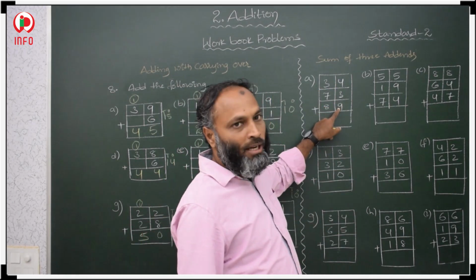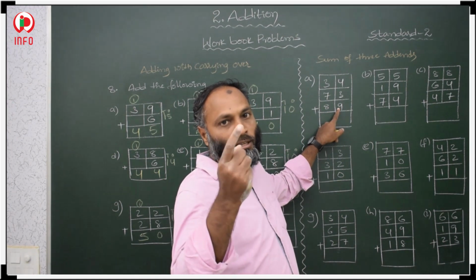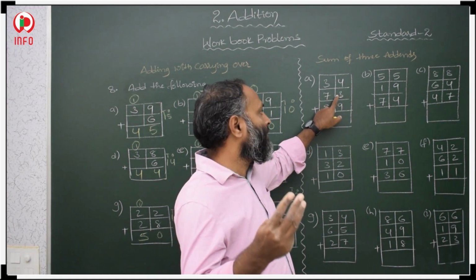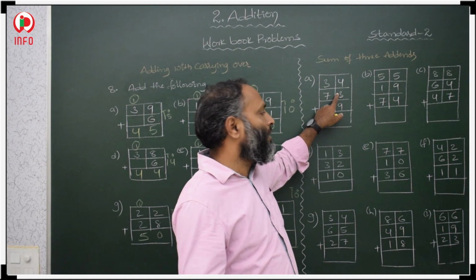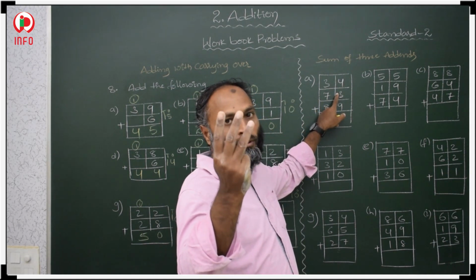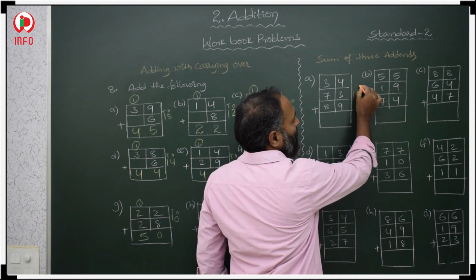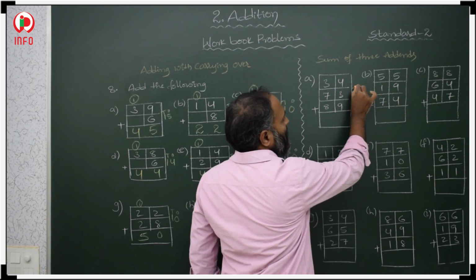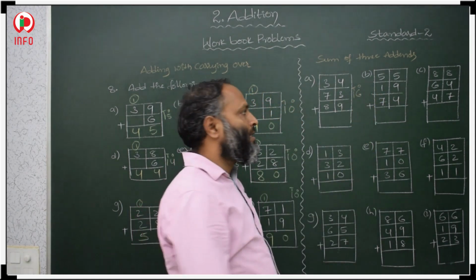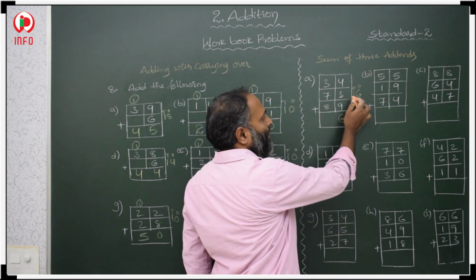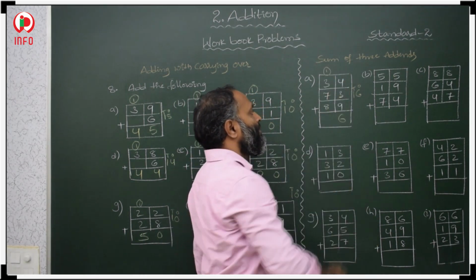First you take a bigger number. 9. 9 plus 3: 9, 10, 11, 12. Till here 12. 12 plus 4: 12, 13, 14, 15, 16. So write here 16. 16 means this is in ones place, this is in tens place. 6 we have to take in ones place and 1 we have to take in tens place.